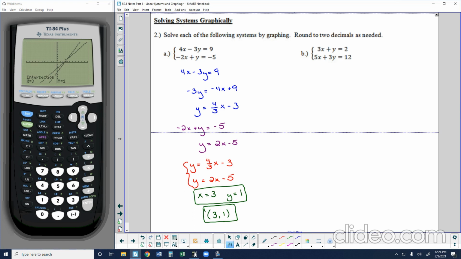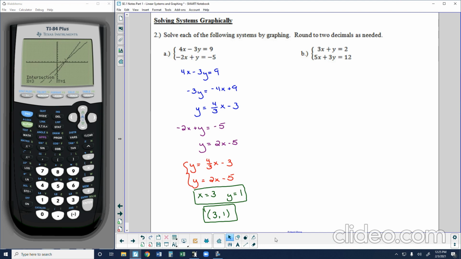And there we had the solution. So if I wanted to, I could check by substituting. I could take 3 and 1 and put it back into my original equation here. So this would be 12 minus 3 equals 9. So it is a solution for my first equation. I could take 3 and 1 and put it back into my second equation, which would give me negative 6 plus 1, which equals negative 5. So this solution satisfies both equations.